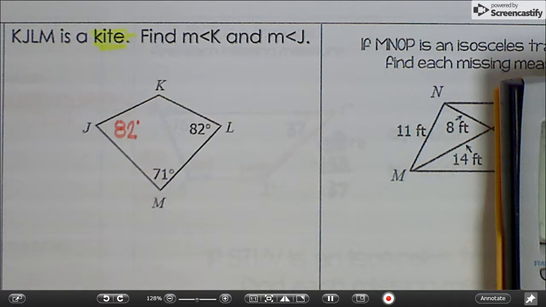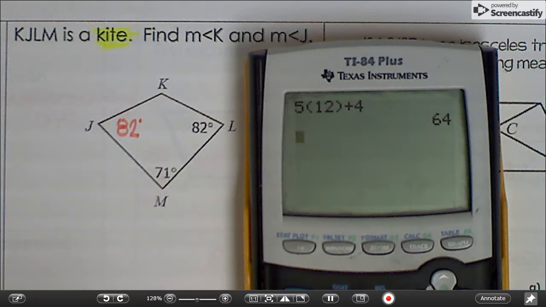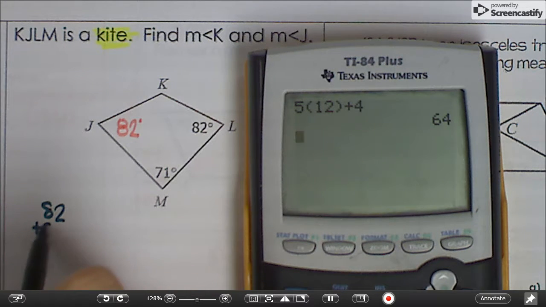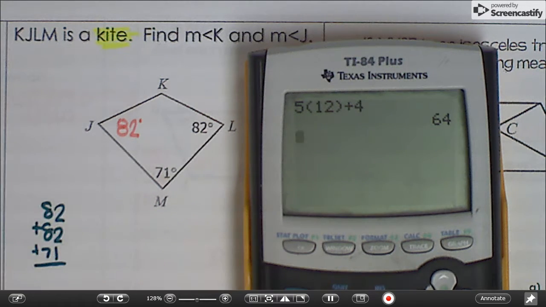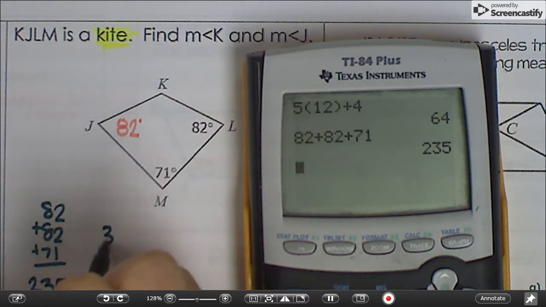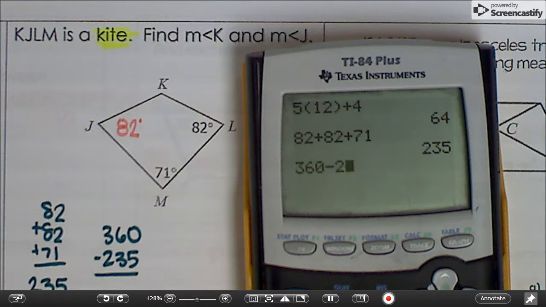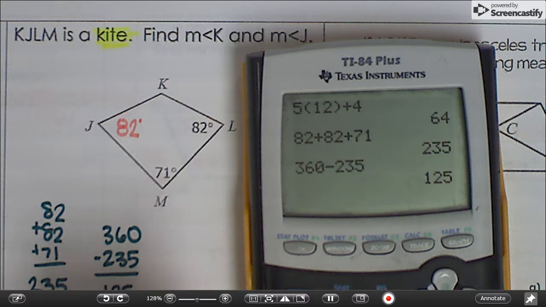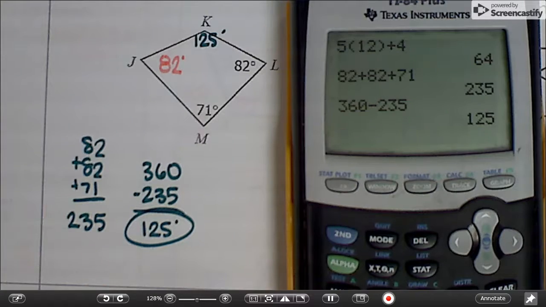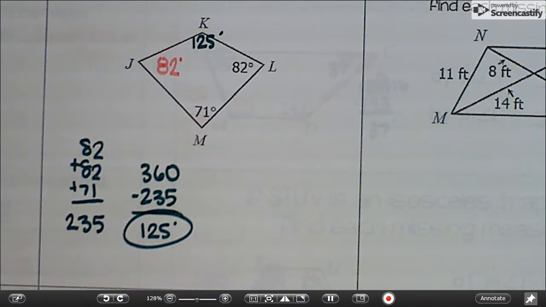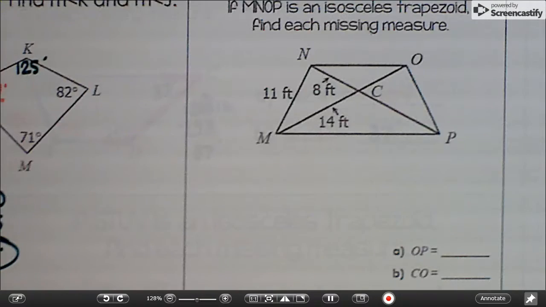In a kite and all closed convex quadrilaterals, there are 360 degrees. So you're going to add up all those numbers and then subtract from 360. That's it. Okay, when it's just numbers, it moves pretty fast usually. All right, hopefully you're seeing these patterns.